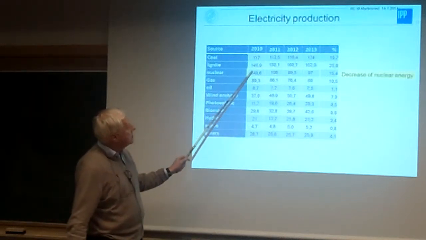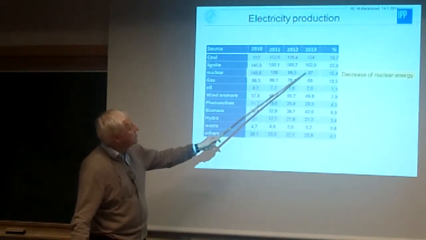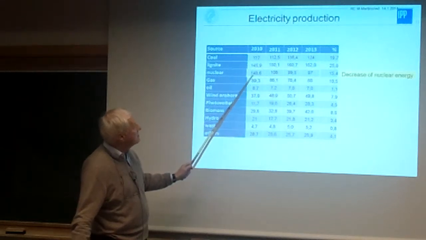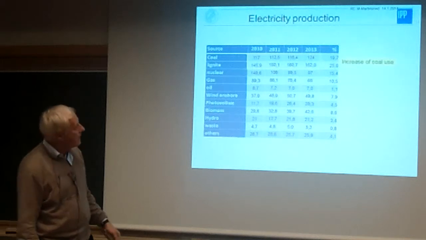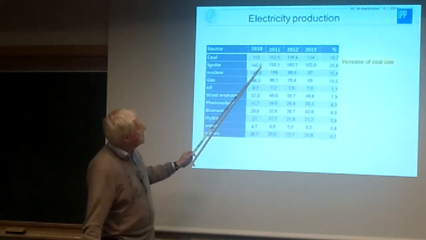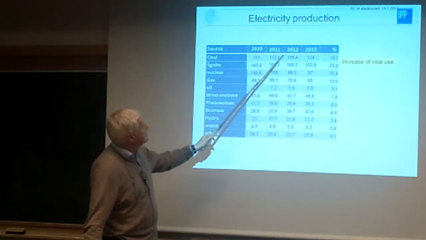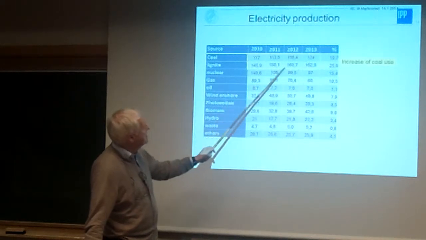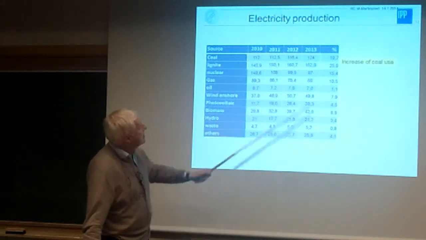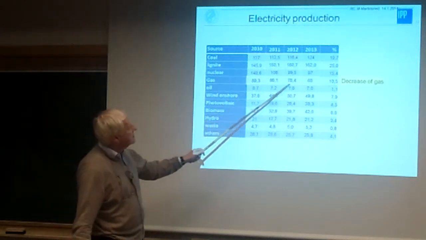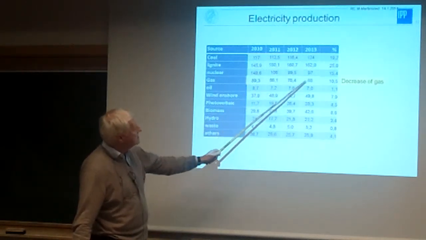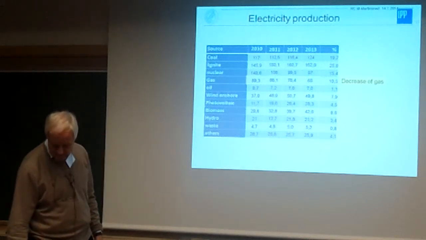Here you can see the planned decrease of nuclear energy. It was once 141, now it is 97 terawatt hours. This is the increase of coal use. So this is coal, this is lignite, specifically lignites. There's a strong increase in this part. And then there is a strong decrease in gas from 89 to 66, so nearly 30% less.